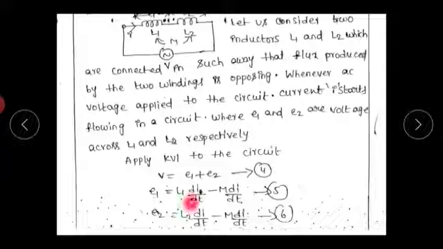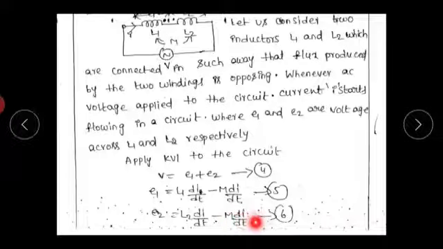So E1 equals the first one's self-induced EMF, L1 into dI by dt, and mutual induced EMF, minus M into dI by dt. This mutual induced EMF is due to the second coil flux. Self-induced EMF is due to the first coil flux. So first coil induced EMF E1 equals L1 into dI by dt minus M into dI by dt. Similarly, second coil induced EMF E2 equals L2 into dI by dt minus M into dI by dt.